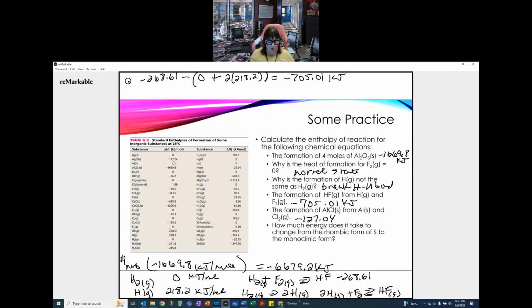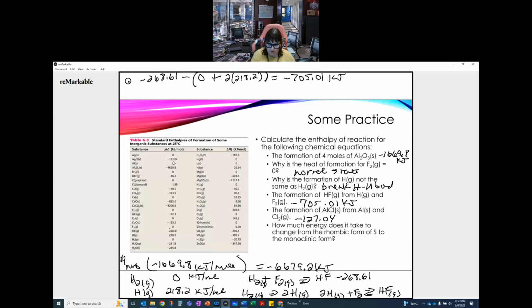Okay, so let's talk about that for a second. You may remember once upon a time in 110, we talked about different crystal structures. There are lots of different names for crystal structures. Sulfur forms into many different crystal structures, one of which is called rhombic, one of which is called monoclinic. The rhombic form is the one that it naturally forms. That's the way we find it in nature.